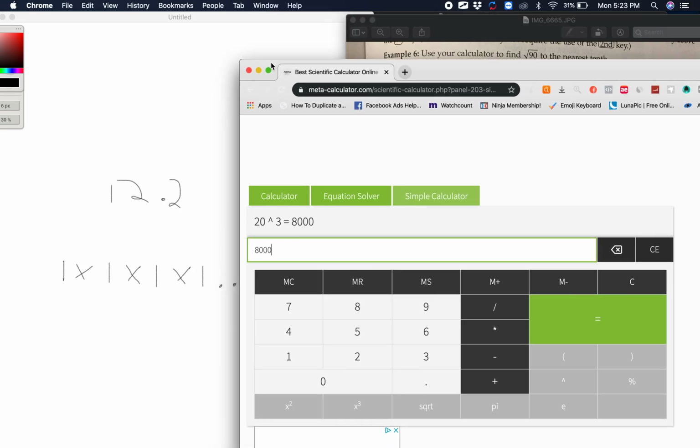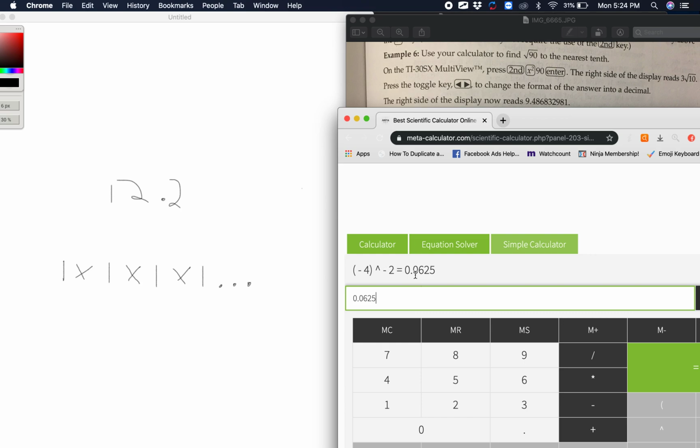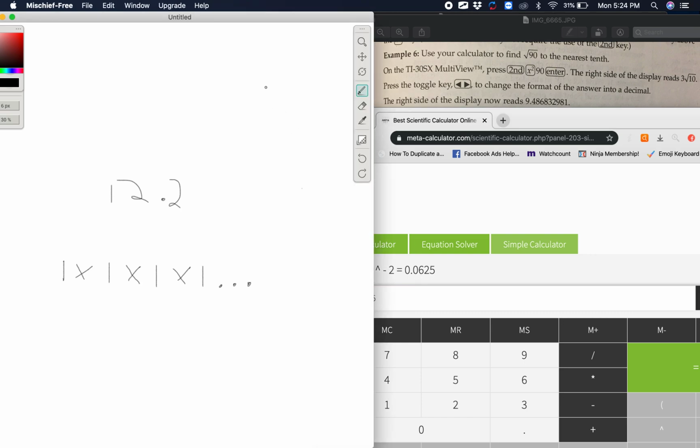-4 to the power of -2. Well, parentheses basically group this number as one number. So -4 to the power of -2 equals the same number as we had a bit earlier, which is 0.0625, which remember is 1/16.